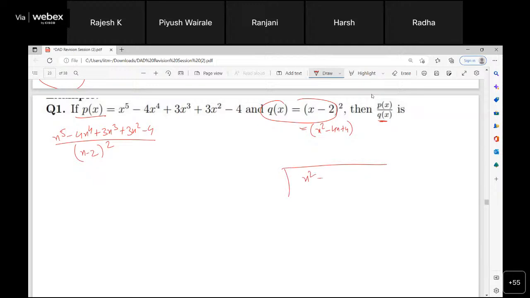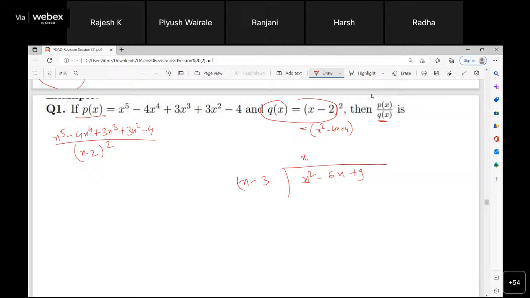Say, suppose x square minus 6x plus 9 divided by x minus 3. Now how to do this division? First try to make this term equal, right? So how to make this term equal? The coefficient is 1 and the degree is 2. So by which term we have to multiply this particular expression? X, right? I want to make this particular term same.